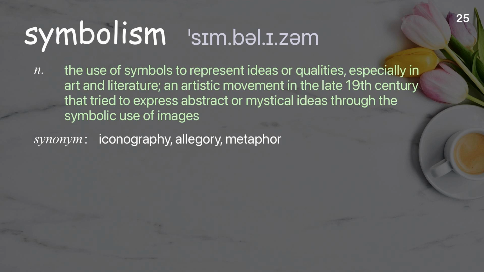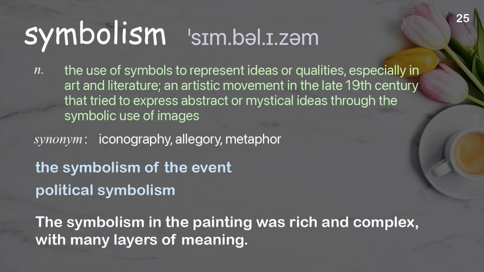Symbolism. The use of symbols to represent ideas or qualities, especially in art and literature, an artistic movement in the late 19th century that tried to express abstract or mystical ideas through the symbolic use of images. Examples: the symbolism of the event, political symbolism. The symbolism in the painting was rich and complex, with many layers of meaning.